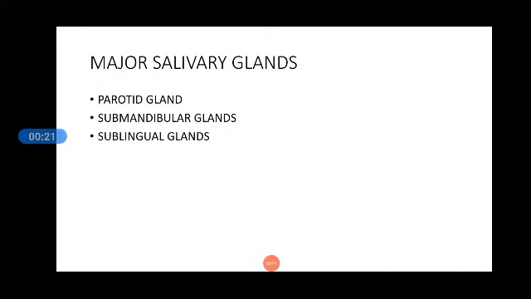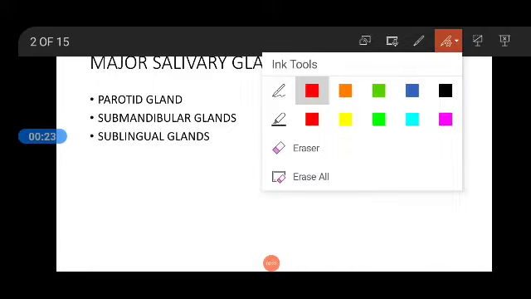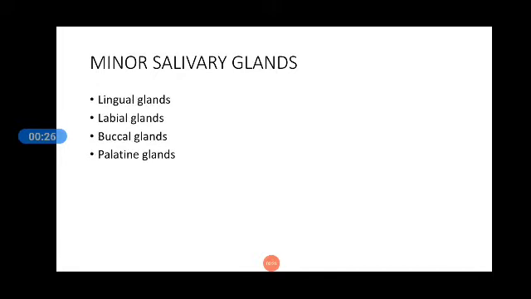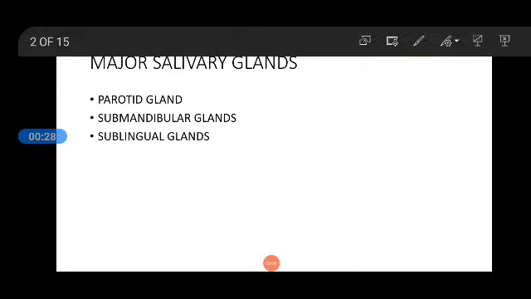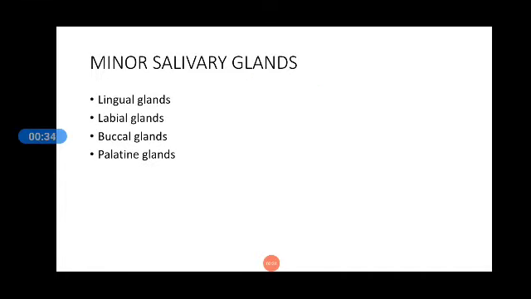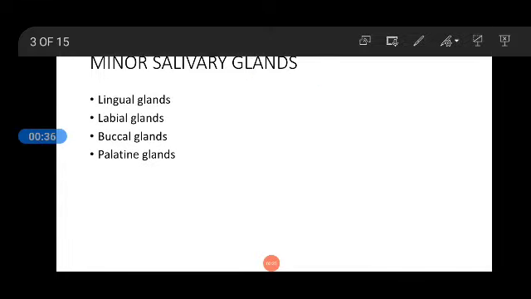First, let us see what the major salivary glands are. The major salivary glands are the parotid gland, the submandibular glands and the sublingual glands. Now let us see what the minor salivary glands are. The minor salivary glands are the lingual glands, labial glands, buccal glands and palatal glands.